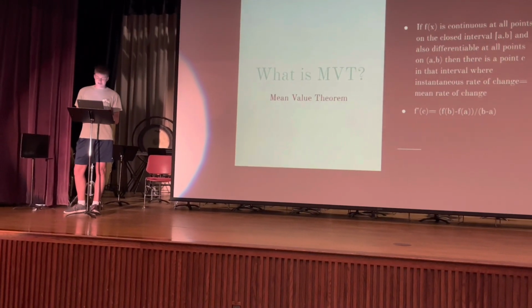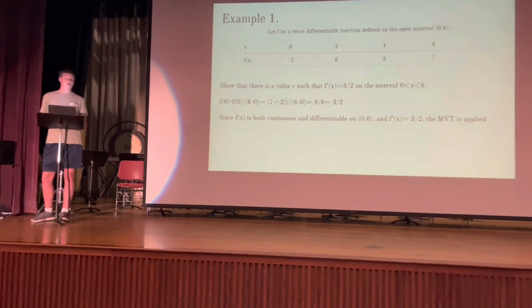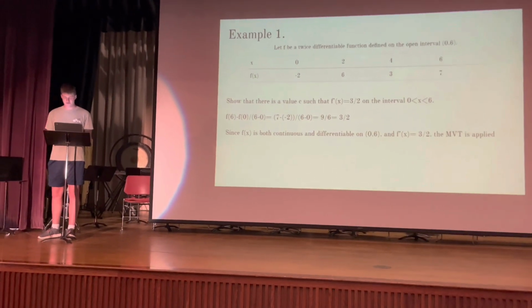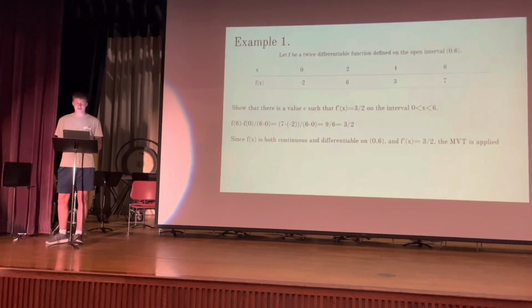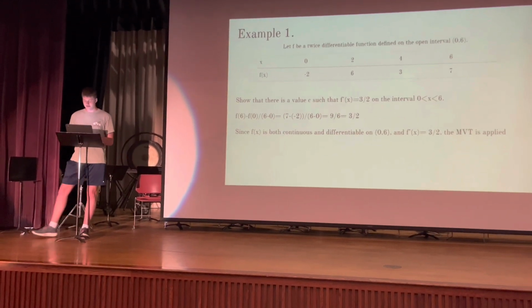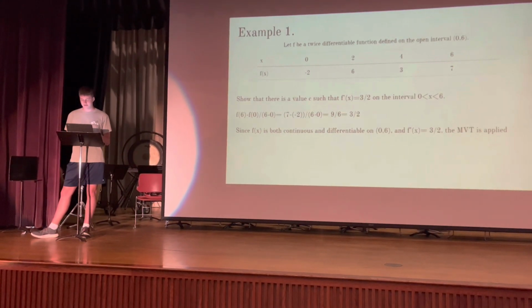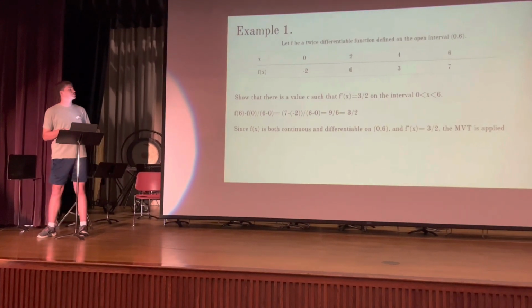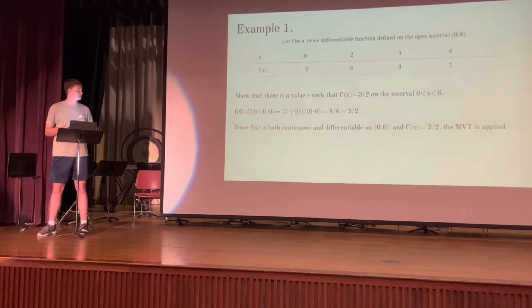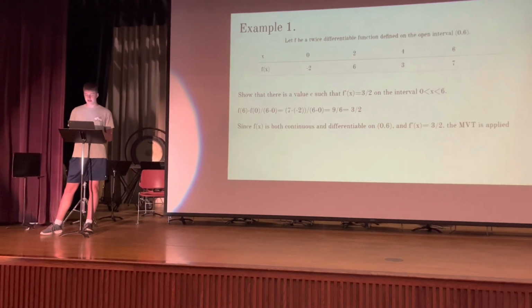Let's take a look at an example. Let f be a twice differentiable function defined on the open interval. As you can see, we have a table of values there, so that there is a value c such that f prime of x equals 3/2 on the interval from 0 to 6. Now, if we take the average rate of change on the interval from 0 to 6, you can see that it is equal to 3/2.